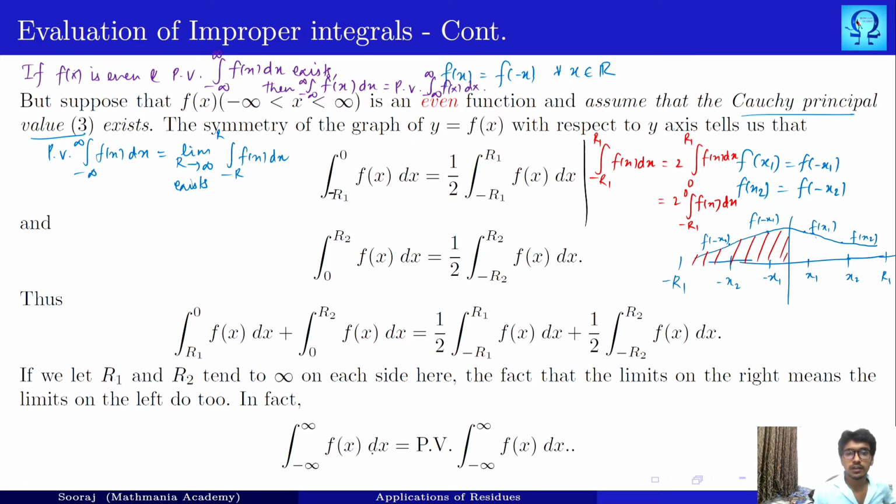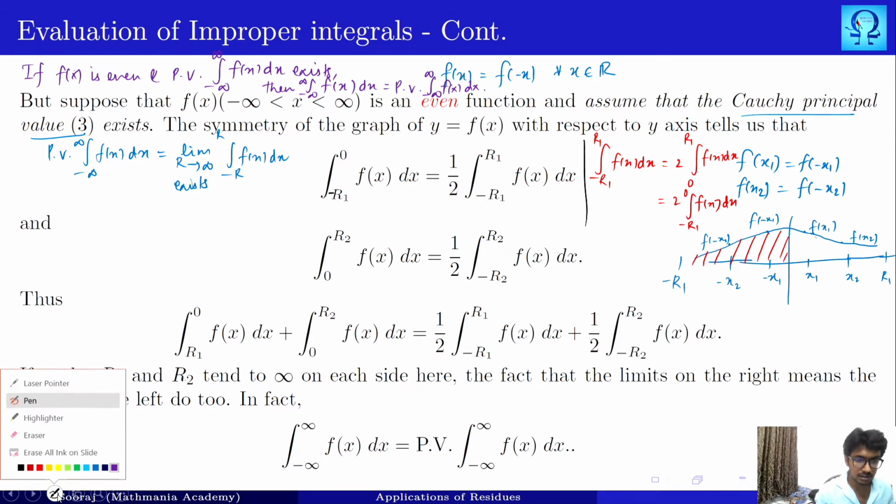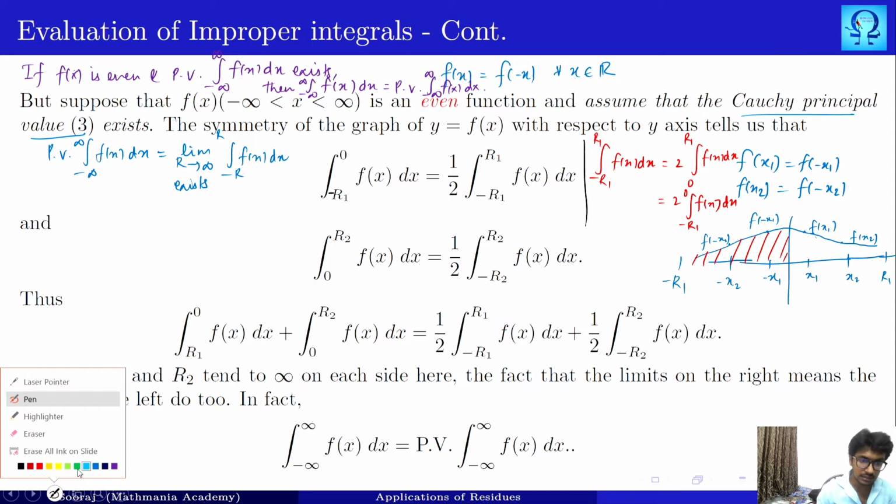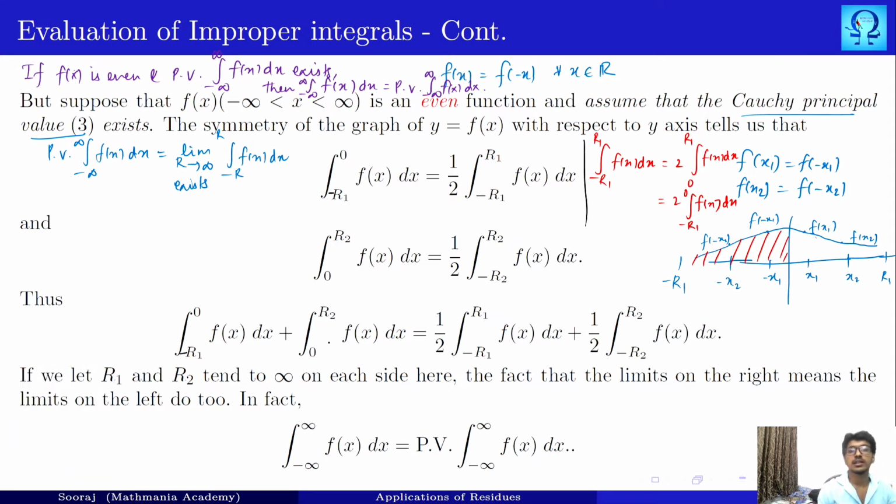We have initiated our discussion already, and this is what we are trying to prove. Now if we make a sum of these two integrals, that is the integral from minus r1 to 0 of f of x dx plus the integral from 0 to r2 of f of x dx, we will have to add the corresponding right hand sides as well. This is what we have.